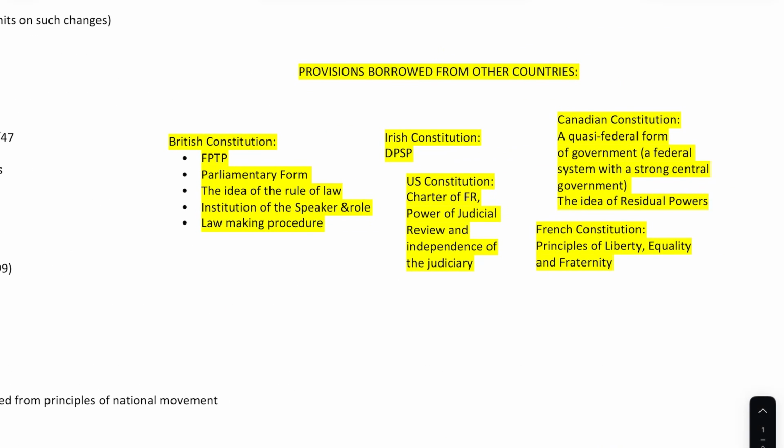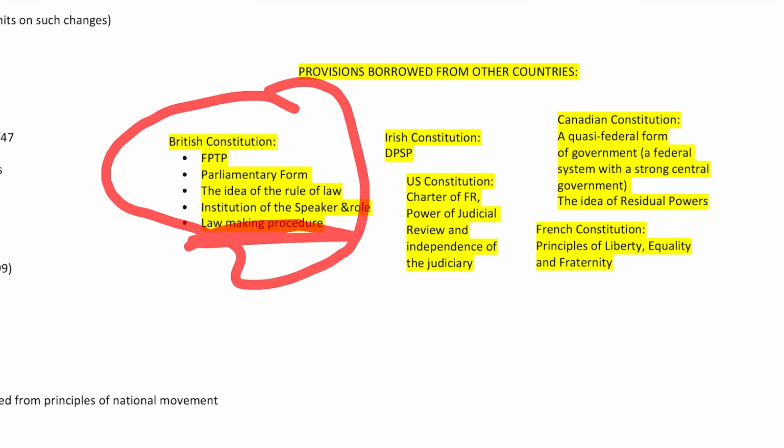So, some of the provisions which were borrowed from other countries. So, from the British Constitution, we borrowed the FPTP, which is first past the post system. Then the parliamentary form of government, the idea of rule of law formulated by A.B. Dicey. Then the institution of the speaker and its role, the law making procedure. So, these were from the British Constitution.